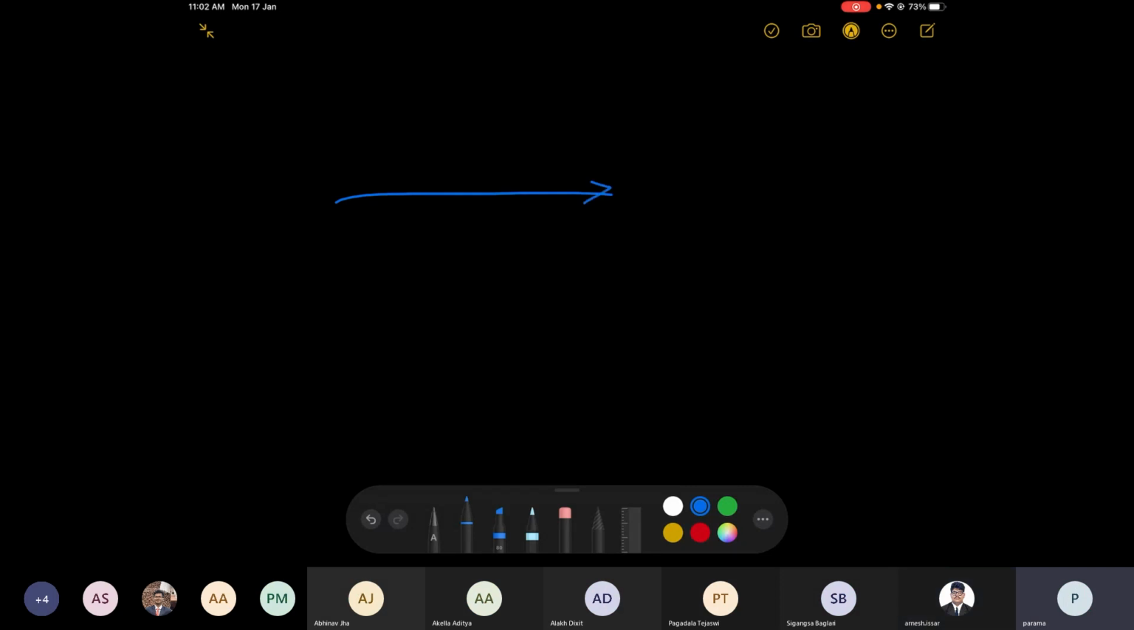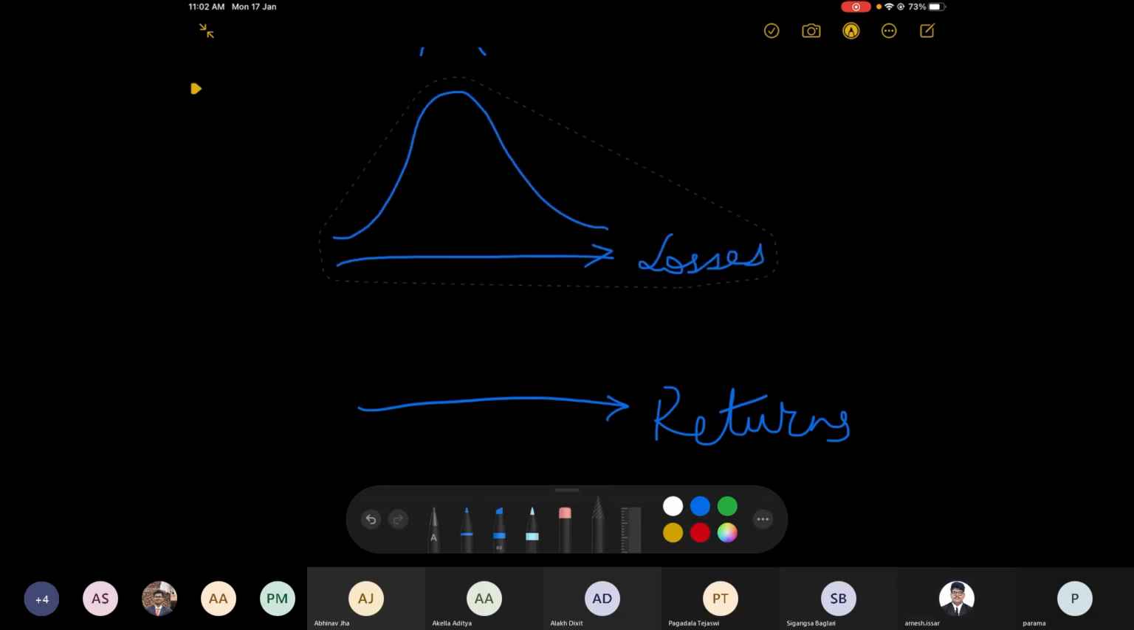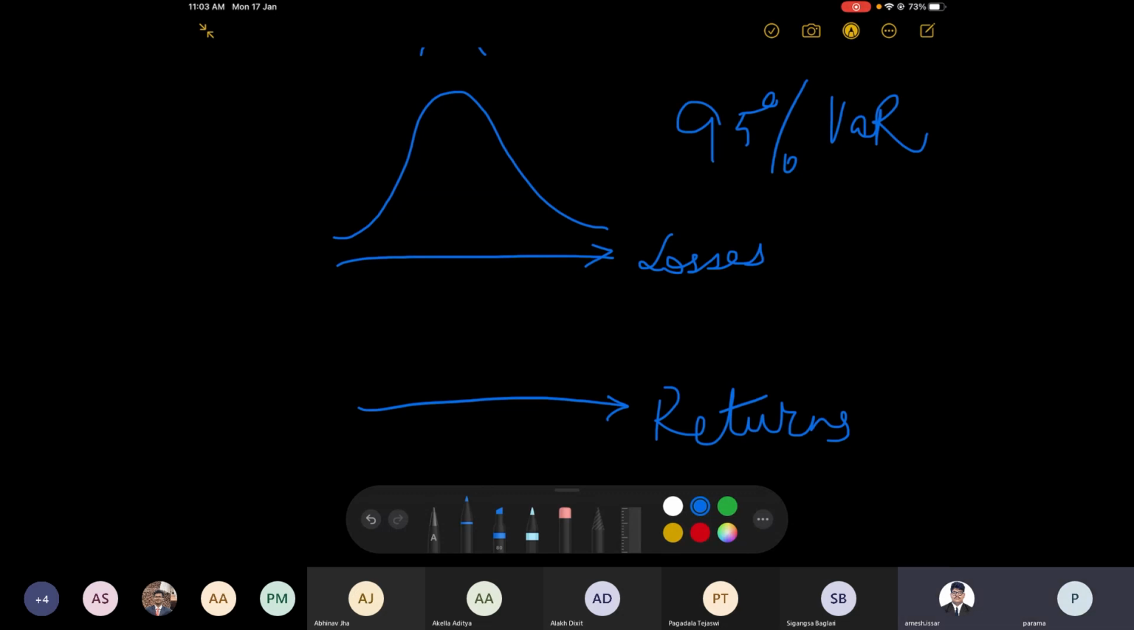If we have losses, and we want to know the 95% risk, then we will take this value such that this area is 95%.